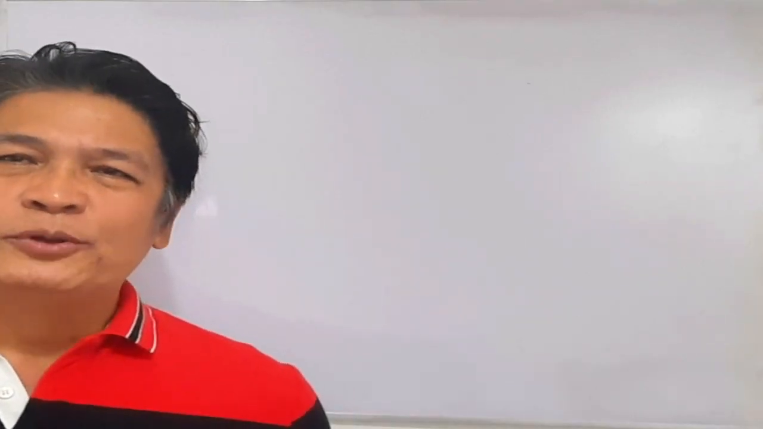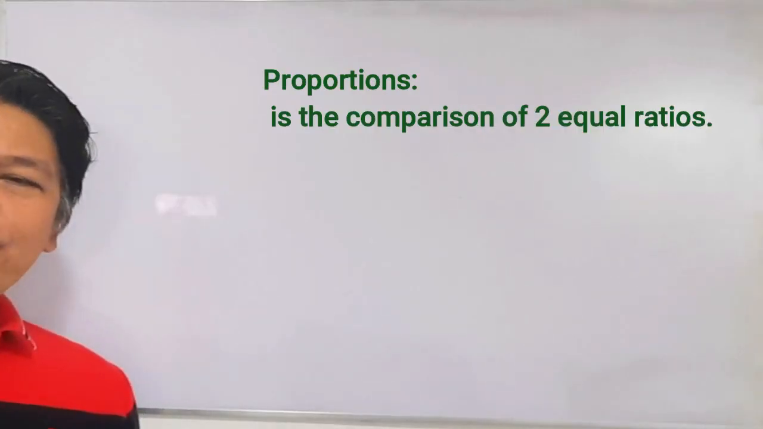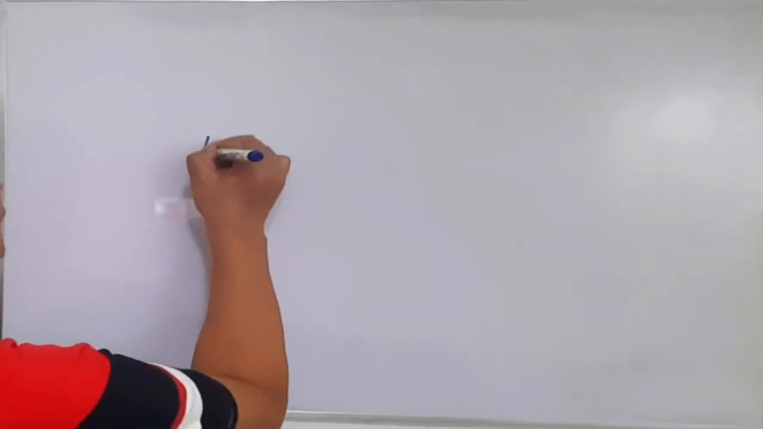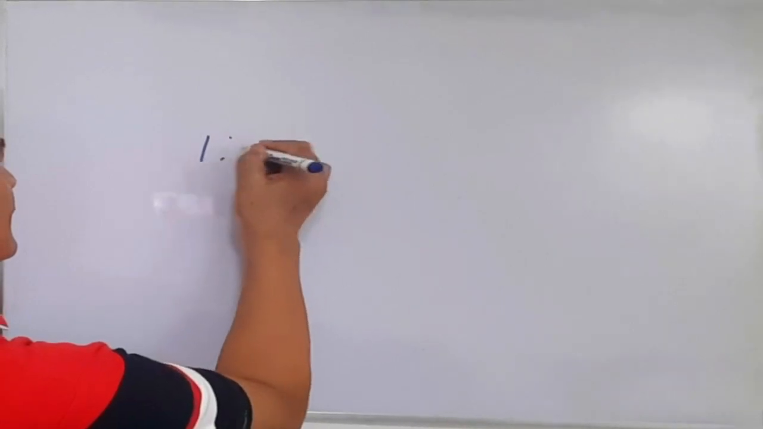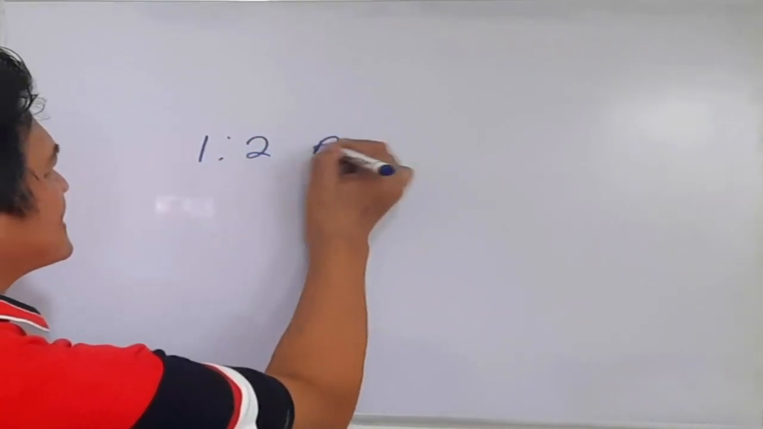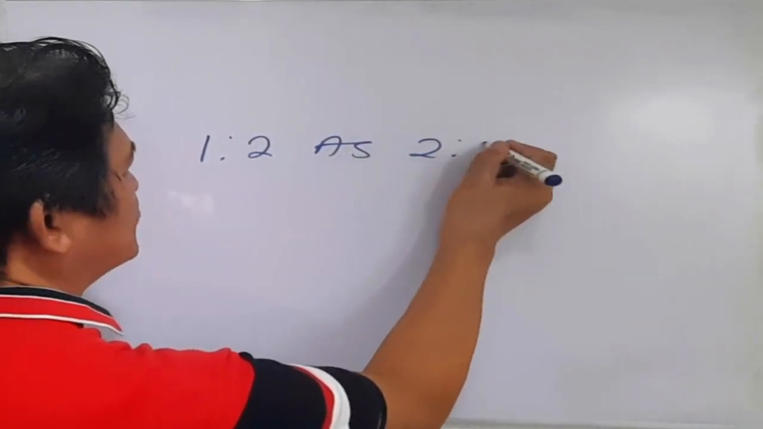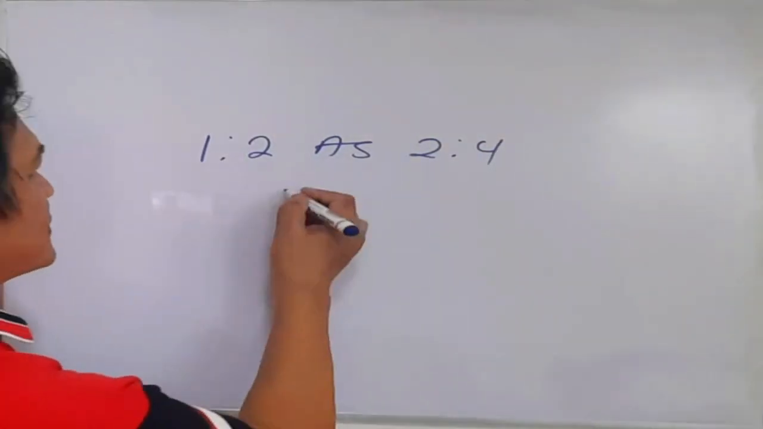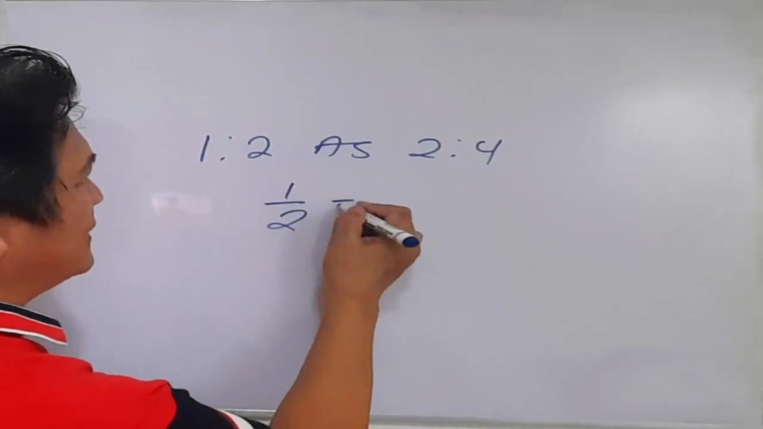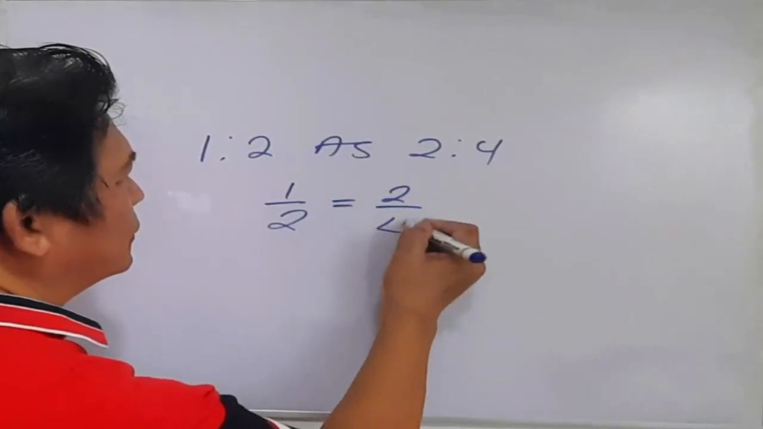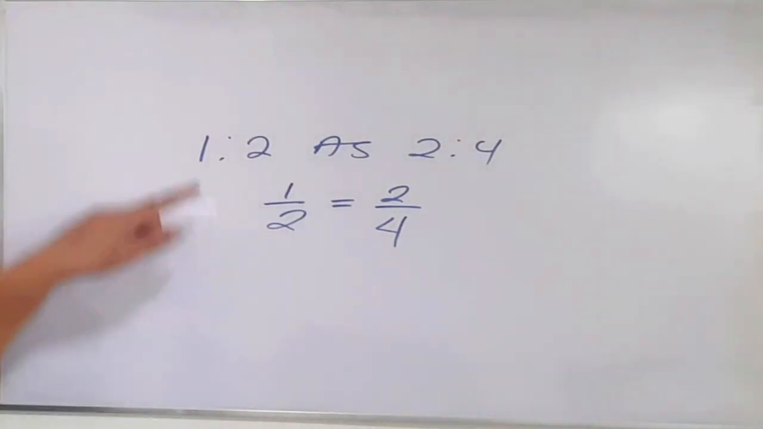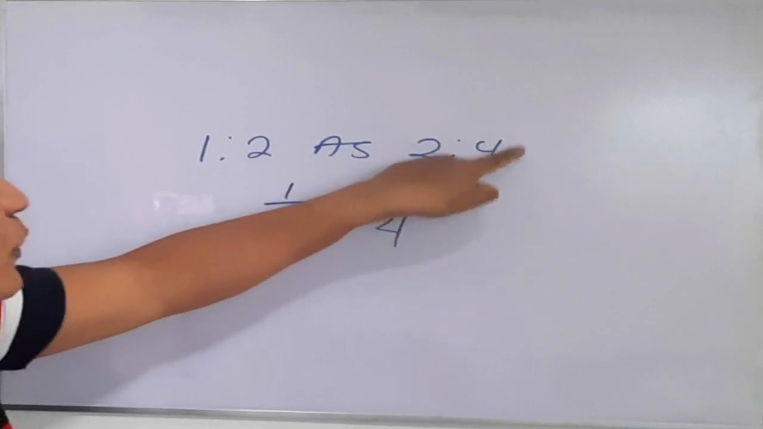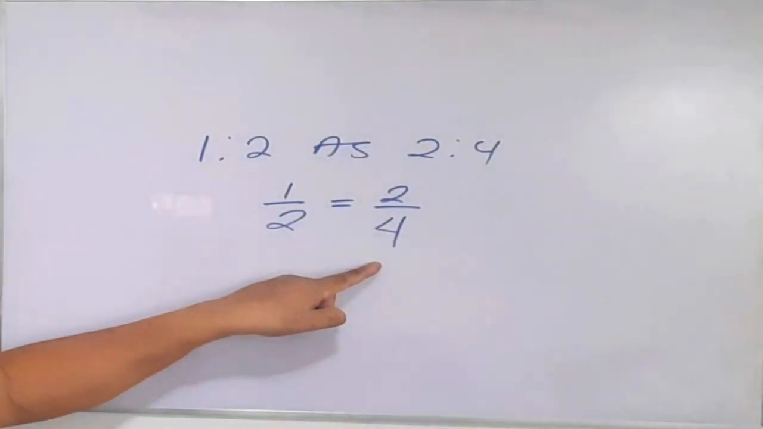What about proportion? Proportion is the comparison of 2 equal ratios. For example, 1 is to 2 as 2 is to 4, because 1/2 is equal to 2 over 4. We can express 1 is to 2 as 1/2 and 2 is to 4 as 2 over 4.